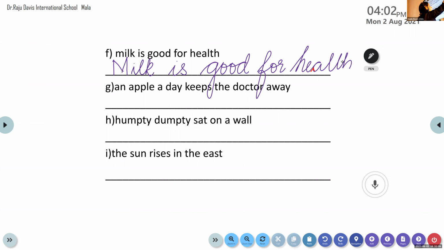Health. At the end of the sentence, what should we do? Full stop. Oh, very good. See that you place a dot, that is a full stop, at the end of the sentence. So this is the way you do it, children. So you know how it has to be done.